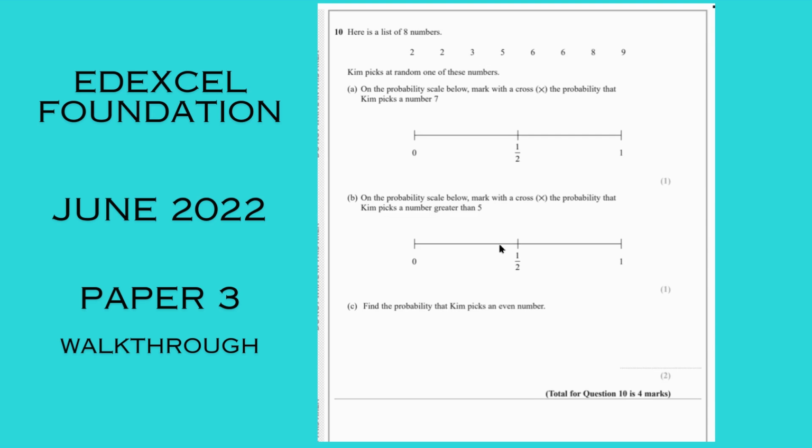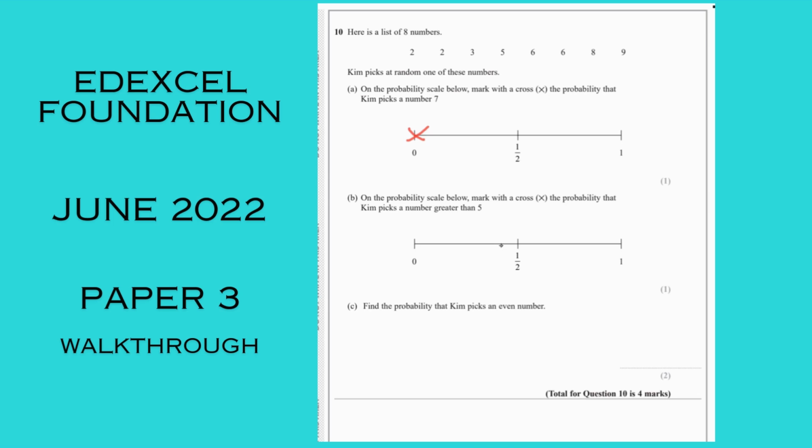Number 10. On the probability scale, mark the probability of picking a number 7. There isn't a 7 in the list. It's impossible. So that goes on 0.